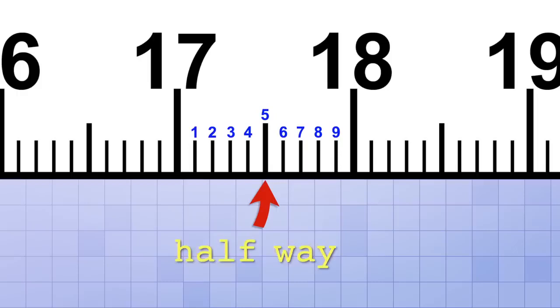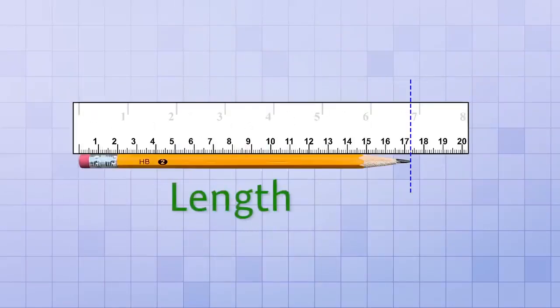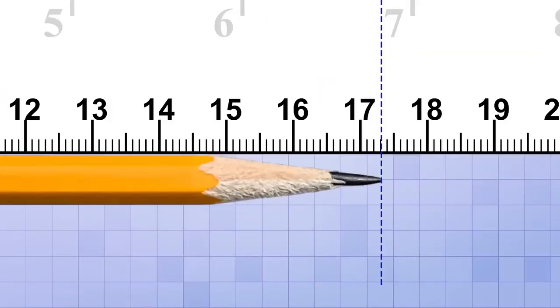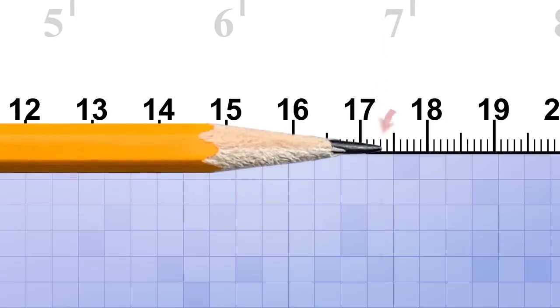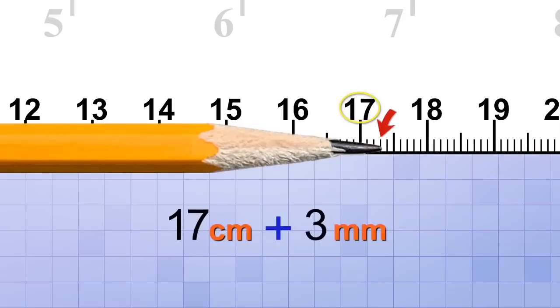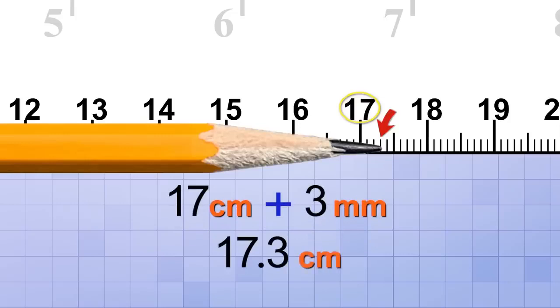Using these subdivision marks, we can get a more accurate measurement of the length of our sharpened pencil. Do you see how the pencil's tip almost lines up with the third subdivision line that comes right after the 17 centimeter mark? That means that the length of the pencil is 17 centimeters plus 3 millimeters, or 17.3 centimeters.